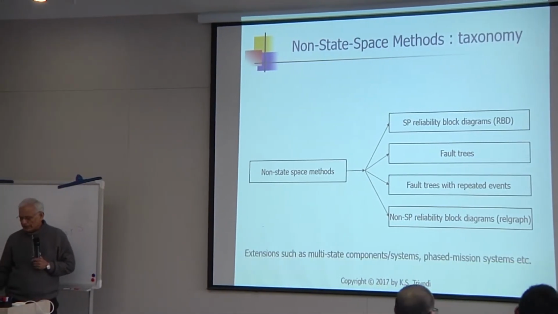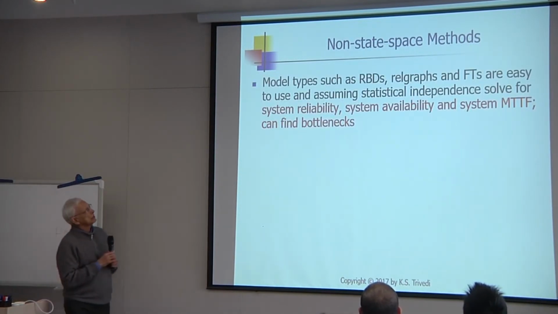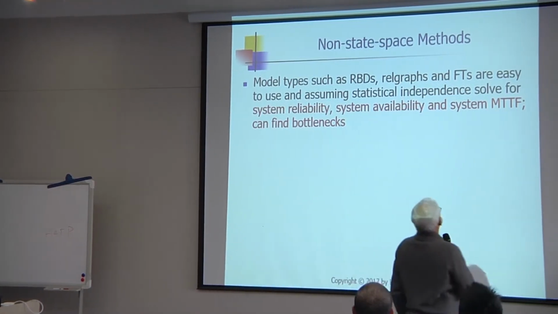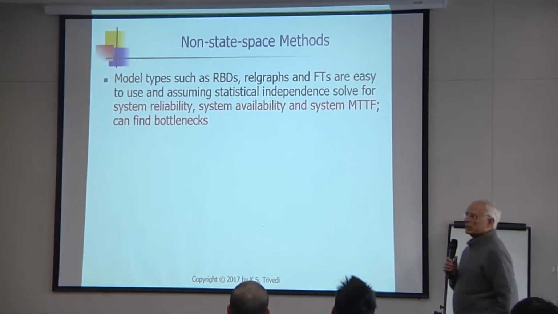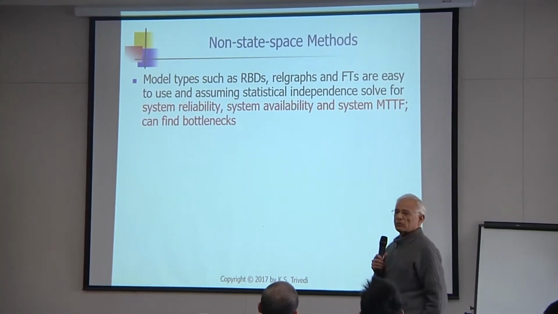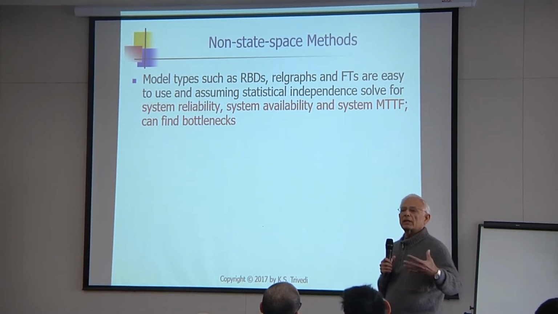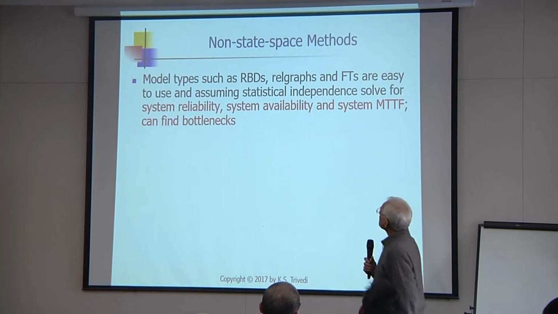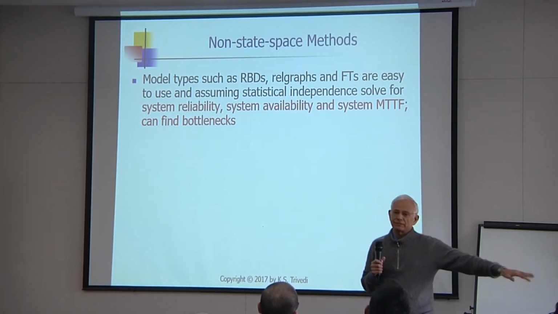So I'm going to take first the block diagram. Non-state space methods such as reliability block diagrams, reliability graphs, or fault trees are easy to use. They are very intuitive, and they can be easily solved for system reliability, system availability, and system mean time to failure, and can be used to find bottlenecks. If your system reliability or availability is not good enough, then what should you concentrate on? These are the bottlenecks, right? The only difficulty is that we're going to assume that everything is independent, right?